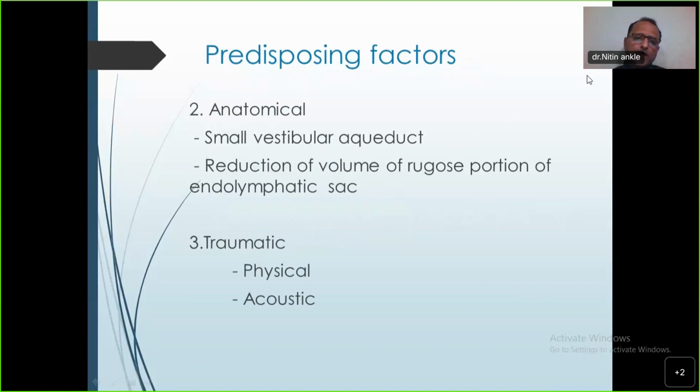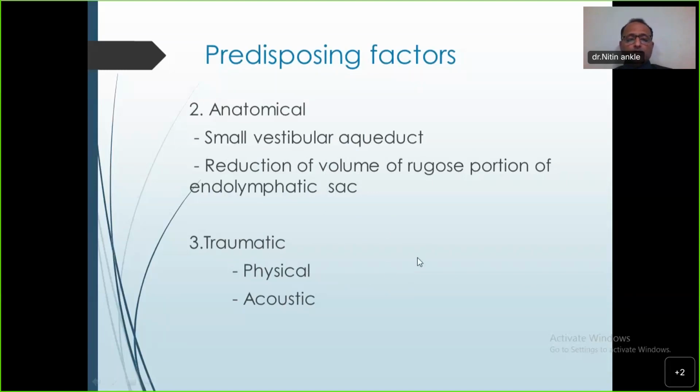The other predisposing factors are the anatomical. In many patients, there may be a small vestibular aqueduct, which will lead to decreased absorption there, and reduction of volume of the rugose portion of the endolymphatic sac. Basically, the rugose portion of the endolymphatic sac is there to increase the surface area, so that the absorption can be in a proper way with a greater surface area. But if the rugose portion is less, then there will be reduction of the volume, and hence the absorption.